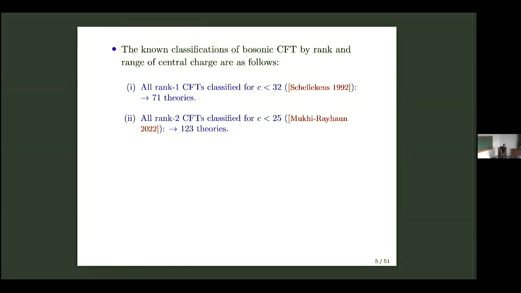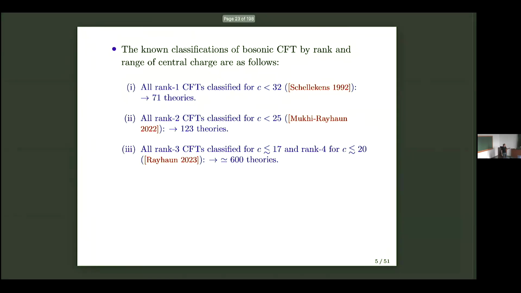And then in an extension of that work to rank 3 and 4, Brandon on his own found another 600, with central charge in this range for rank 3 and in that range for rank 4. And that's pretty much the end of it. So you can see that there's been only sporadic interest and only sporadic results. Higher than rank 4 becomes difficult for various reasons. Higher than central charge around 25 becomes difficult.